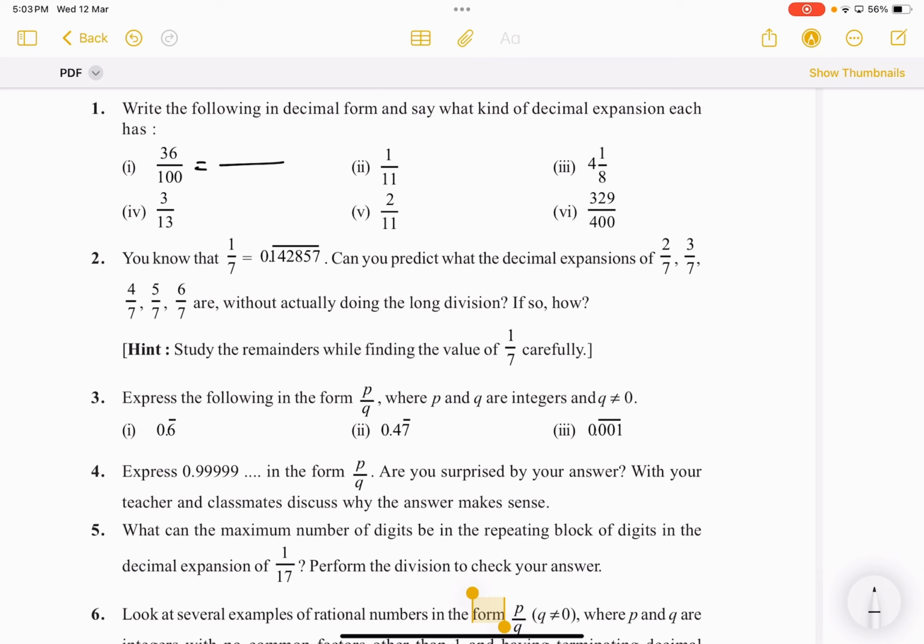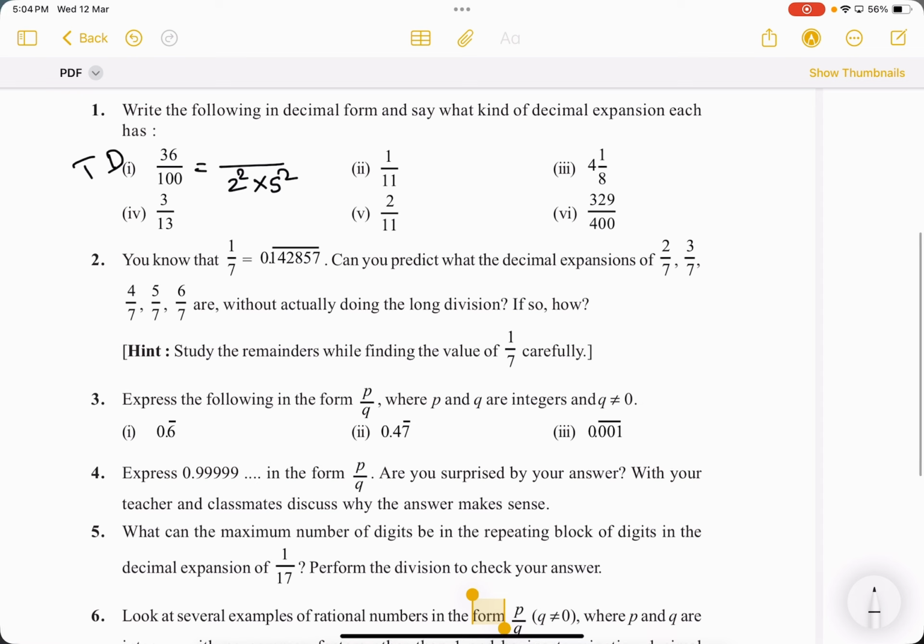Without dividing, what is the concept? The denominator you are getting is 2 into 5, 10, or 20 into 5, or 2 into 50, like that. How many 2's are there? Two 2's and two 5's. Yes, it is 2 square and 5 square, correct? So it is only with 2 and 5. So this is a terminating decimal expansion.